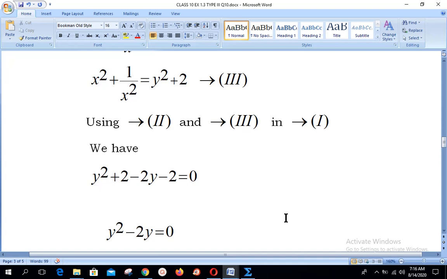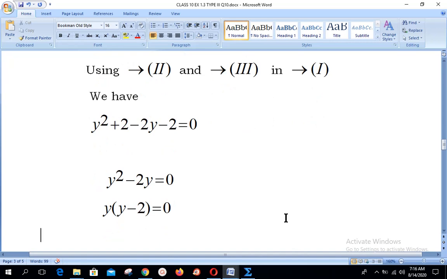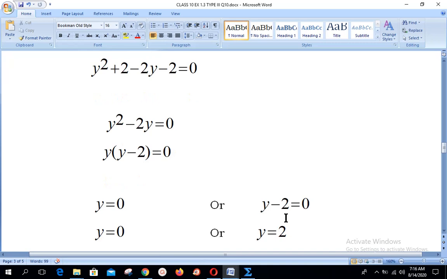Viewers, very clear over here that y is common among both. So you will be left with y into y minus 2 is equal to 0. Product of 2 is equal to 0. Either the first one is equal to 0 or the second one is equal to 0. That is, either y is equal to 0 or y minus 2 is equal to 0.